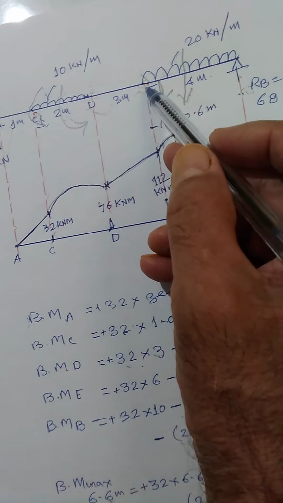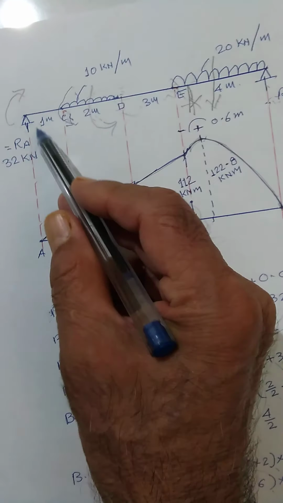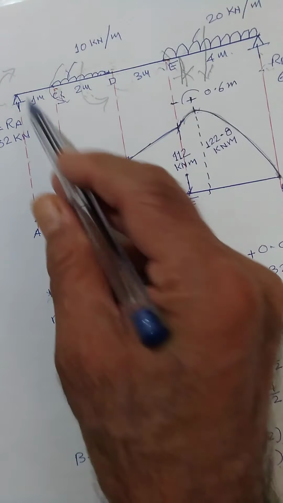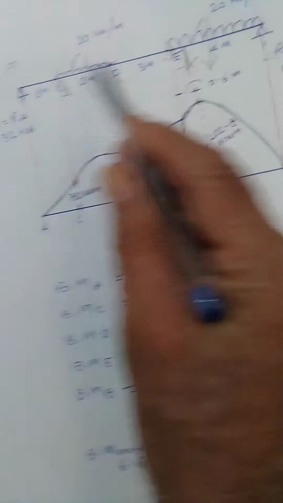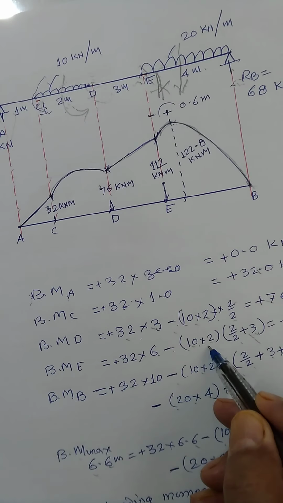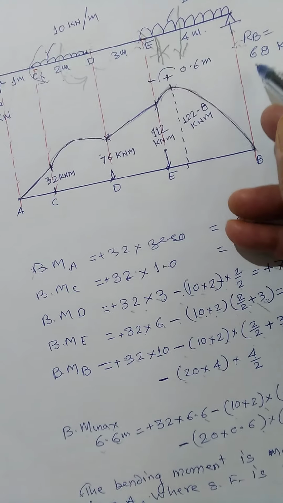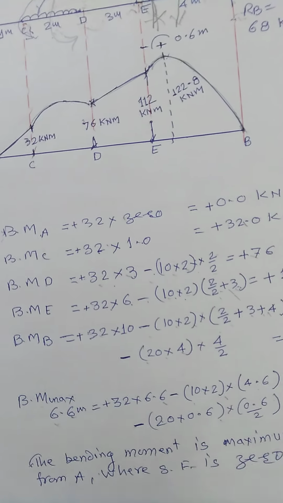Similarly, when we come across E now, again RA into this distance, that is 6 meter. RA into 6 minus 10 into 2 acting at 2 by 2 plus 3, that is 4. Just see now. If I take the bending moment at A, RA into 6 minus 10 into 2 acting at 2 by 2 plus 3, that is 4. And finally, when we reach up to 0, it must come out to be 0.